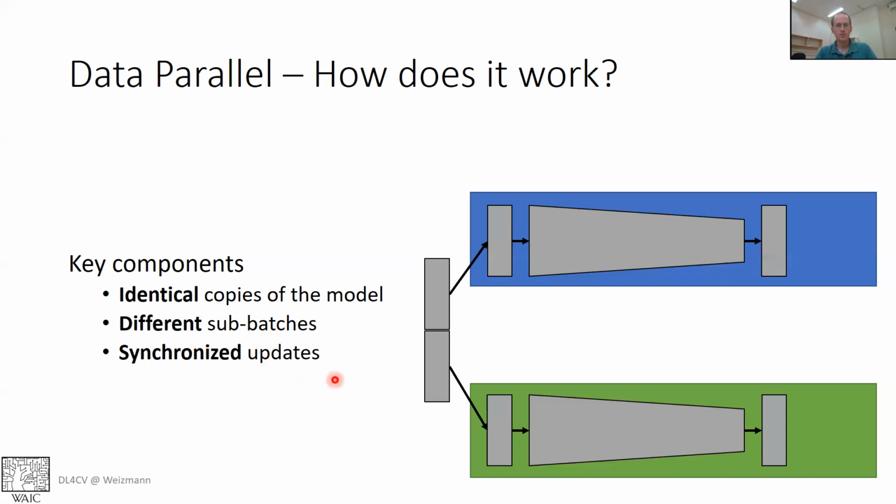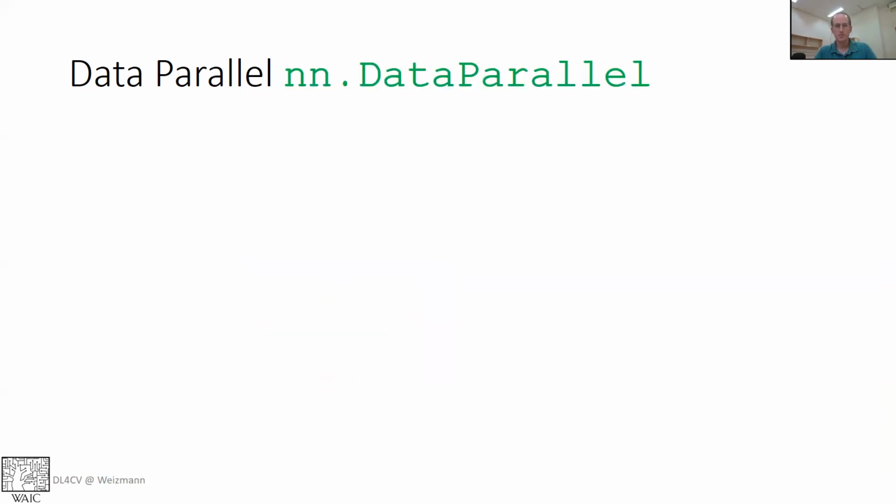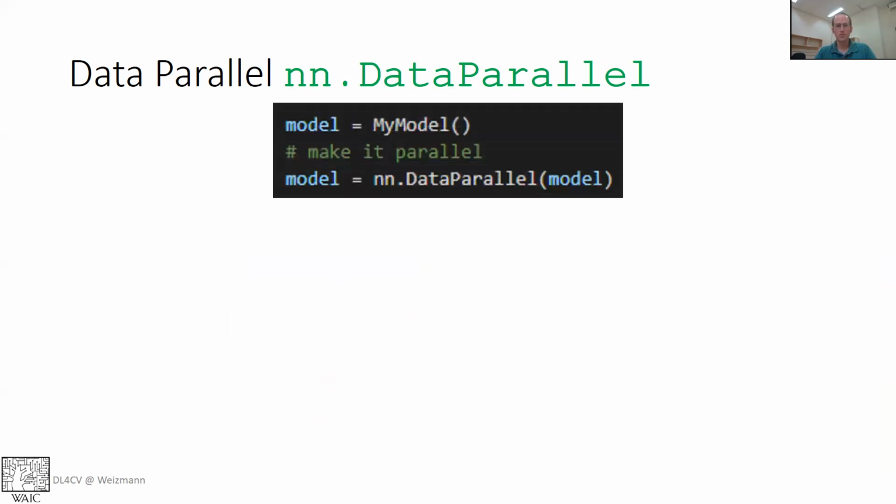And we need to worry about synchronization. But since all these components are agnostic to our implementation, we can use boilerplate code to do it for us. So let's see what PyTorch gives us. The first and easiest way to start with DataParallel in PyTorch is using nn.DataParallel. And what does this look like in the code?